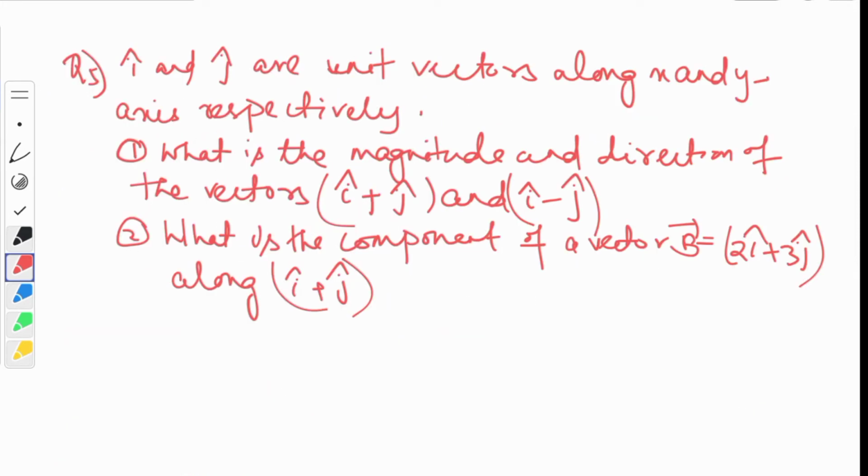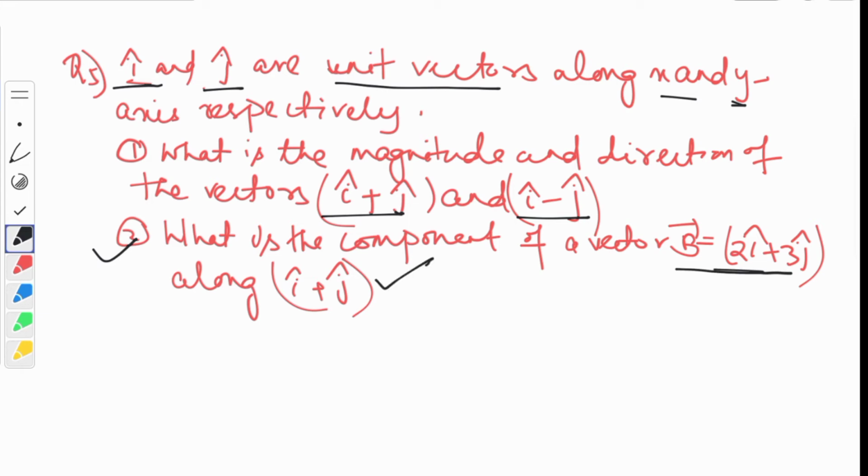Now, our next question: i cap and j cap are given as unit vectors along the x and y axis. Then you have to find out the magnitude and direction of these two vectors, i cap plus j cap and i cap minus j cap. Then again we have to find out the component of the vector given along this.